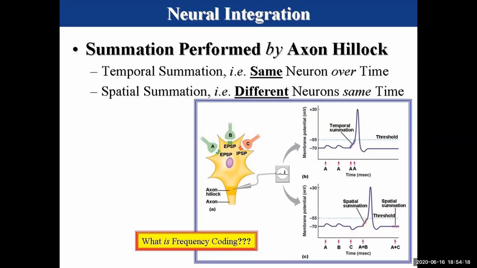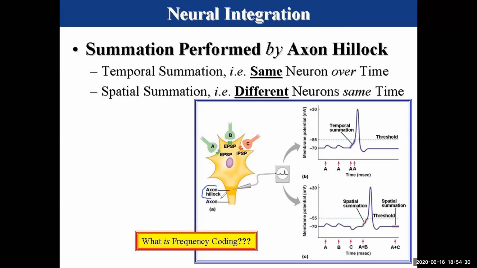Now, moving on to neural integration. So the mini brain of the neuron, the axon hillock, right, which is part of the cell body. It's a delta-shaped structure connecting the cell body to the axon, and it can integrate. It can add all incoming EPSPs. It can add all incoming IPSPs, and it will compare that with the threshold potential.